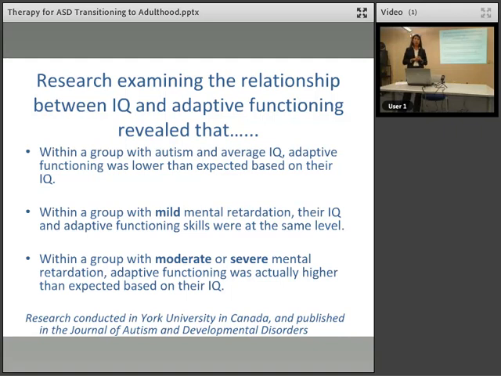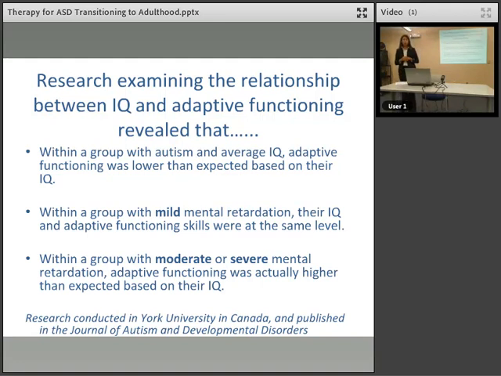So one study found that for individuals who have autism and higher IQ, average or above, there actually is a big gap between their adaptive functioning and their intelligence. So there's a discrepancy between what we would be able to expect them to do based on their intelligence and what they're actually doing in terms of independent living with regards to their skills.